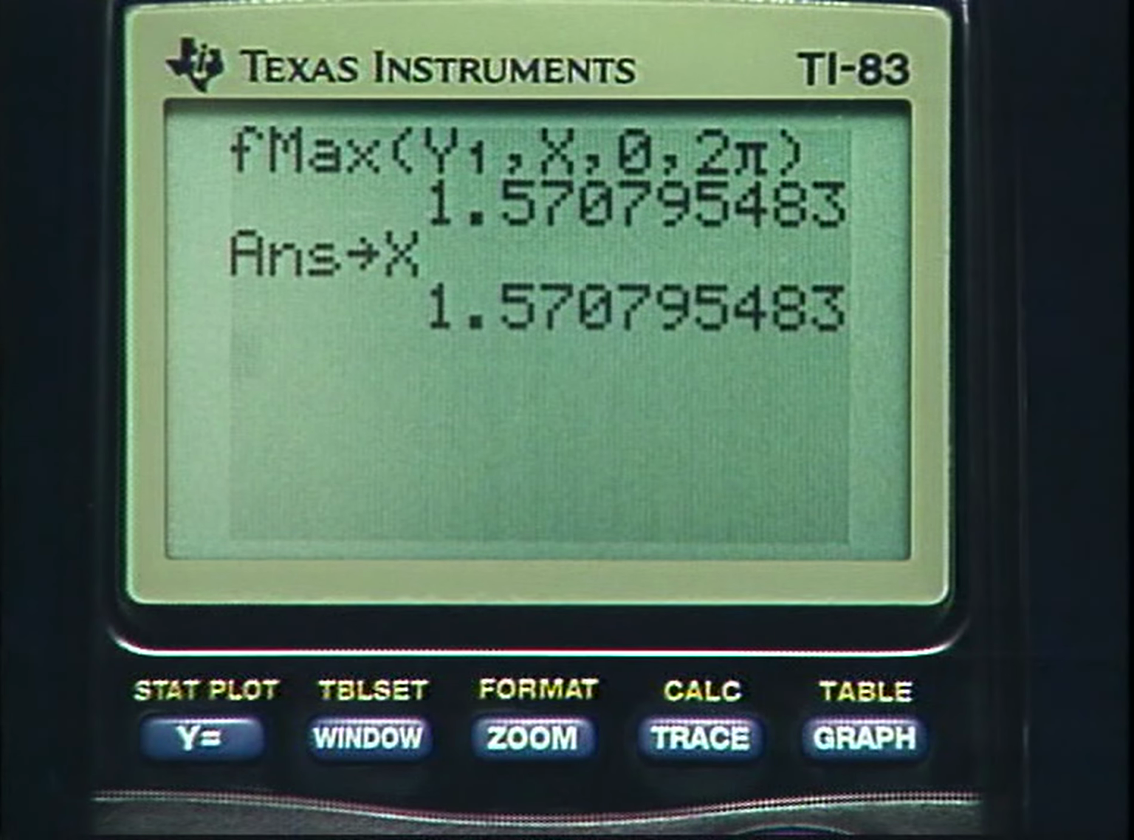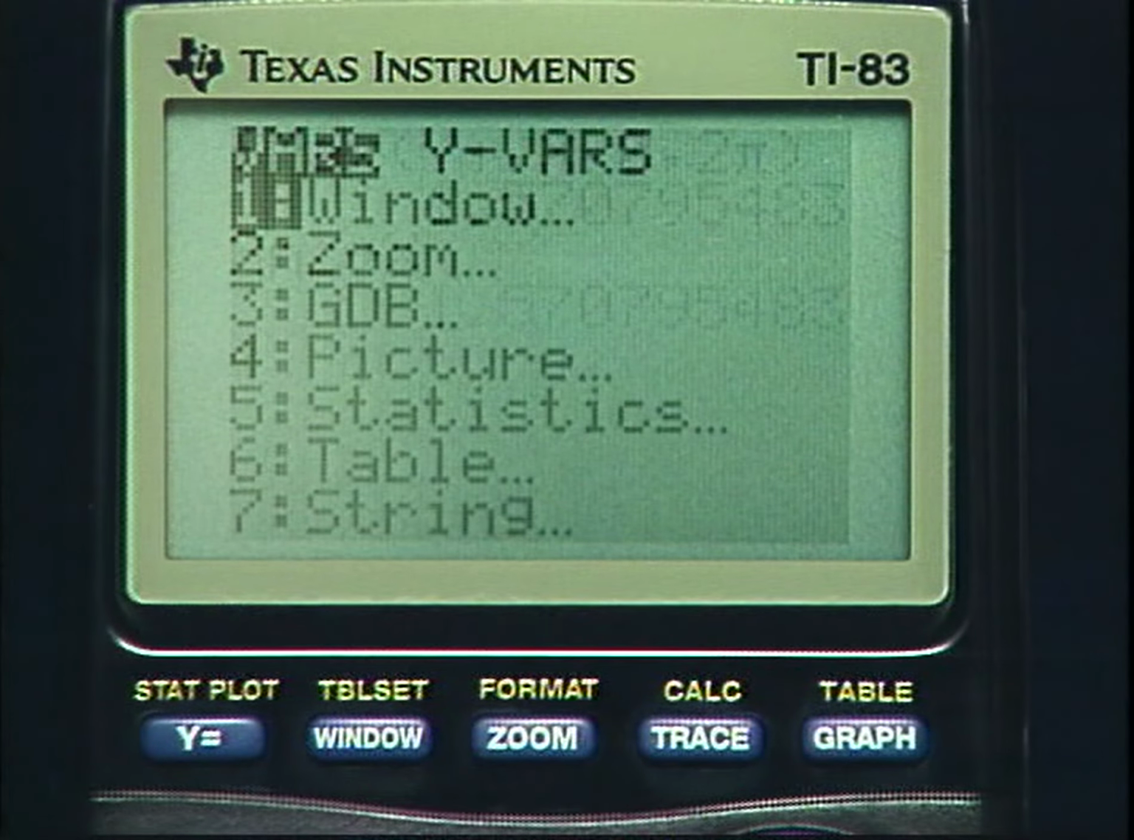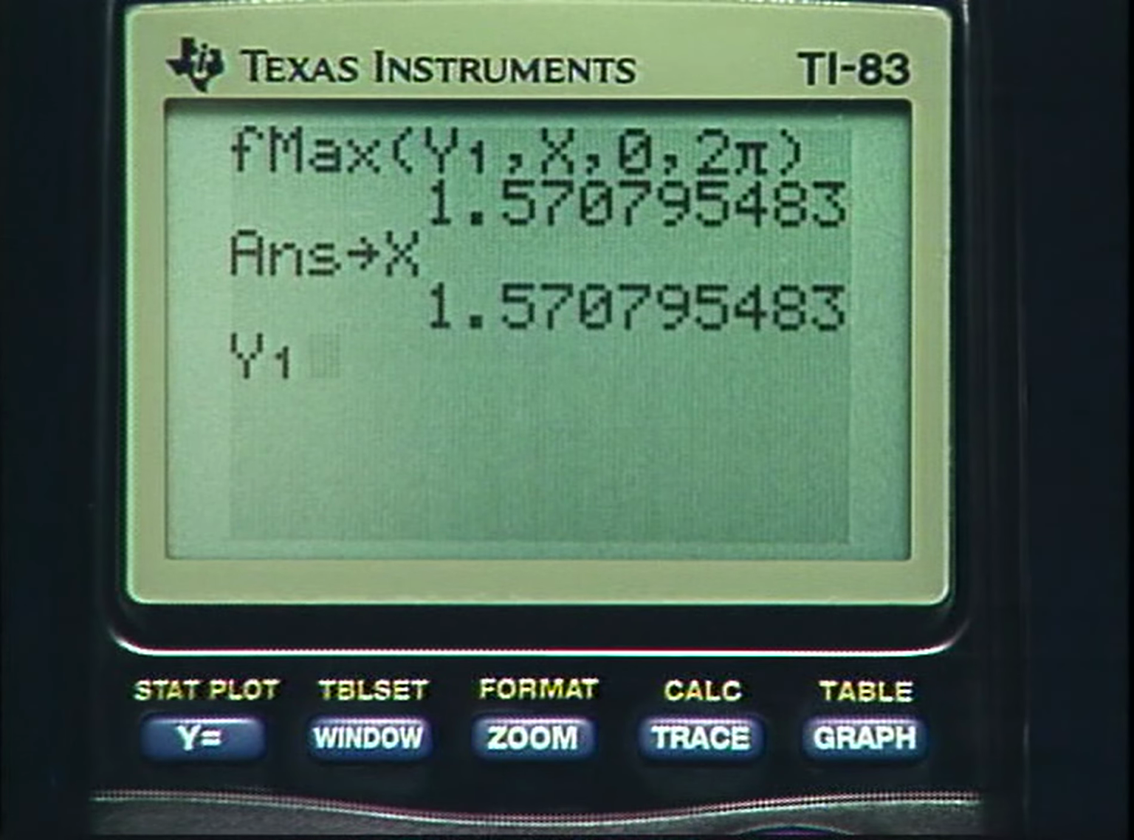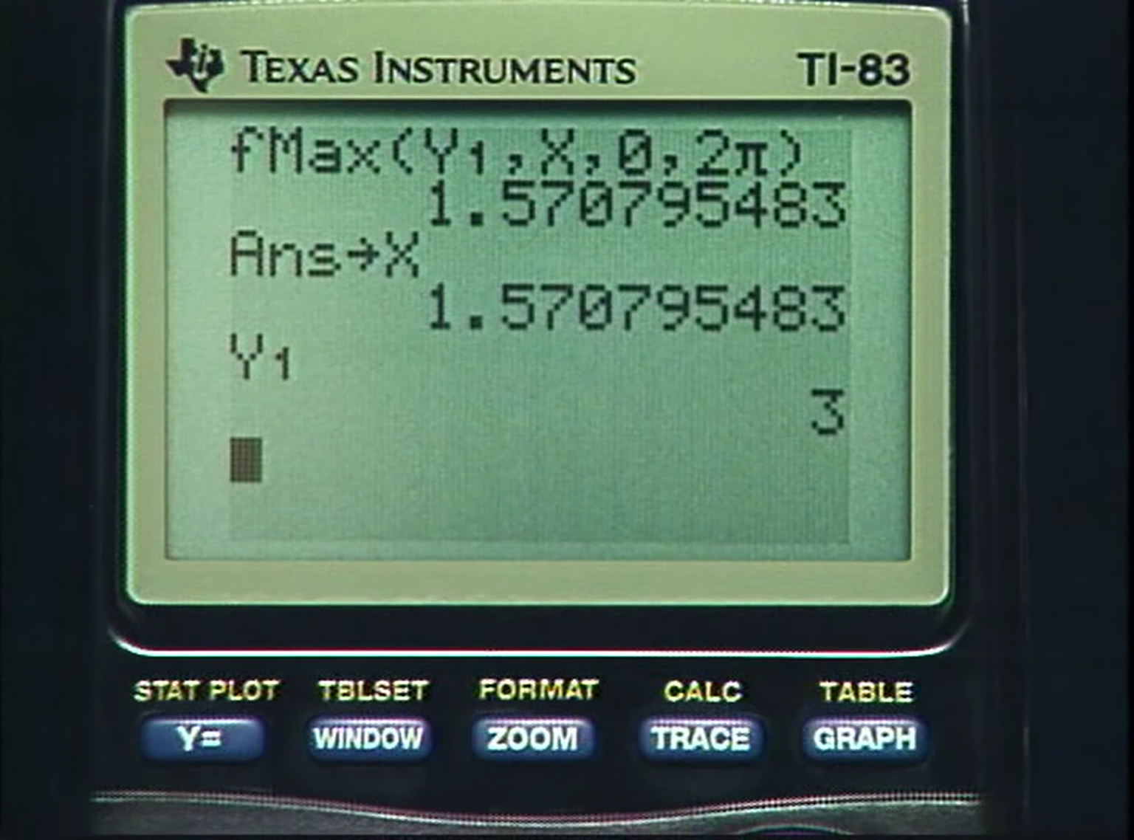Now I want to evaluate Y1, so I go VARS, and then right arrow, enter, enter, enter. And there's the value for Y1 when X is 1.57 and so on.